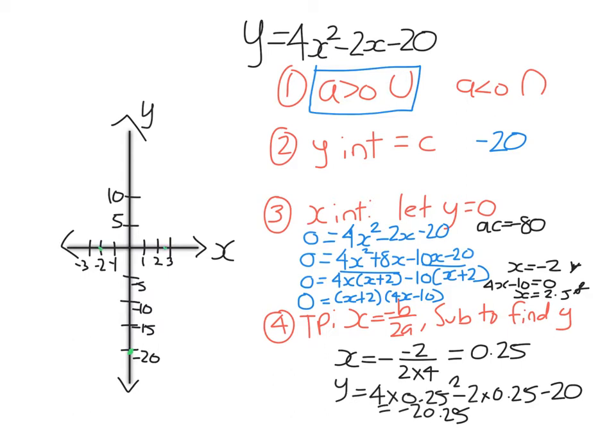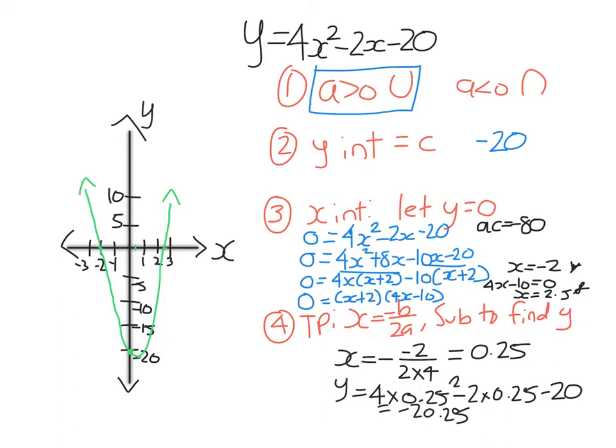The turning point was x is 0.25, which is about there. Y is minus 20.25, which will be down here. And so I just join them as so. We know because it's a smiley face, it's going to go down, hit the x-axis, hit the y-axis, reach its turning point, and then it stops, turns around, and goes in the other direction. And there we have it.